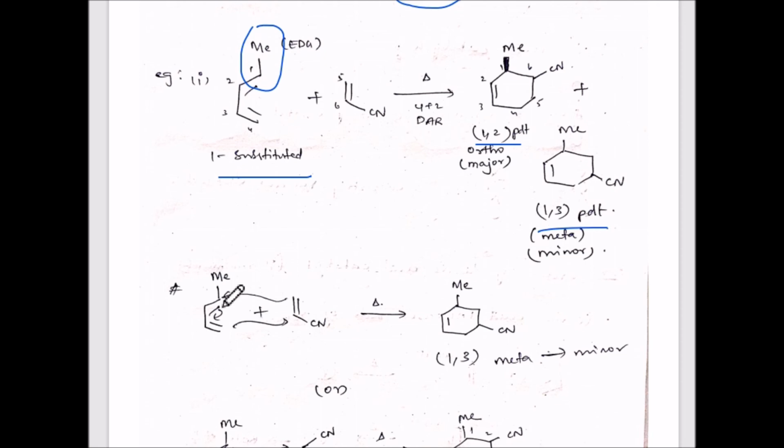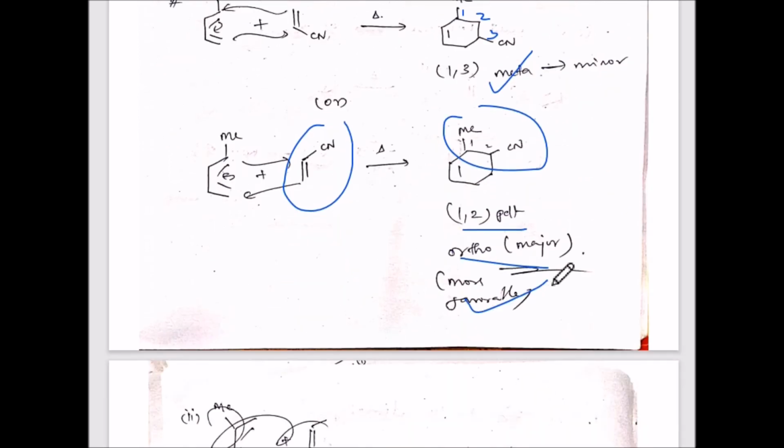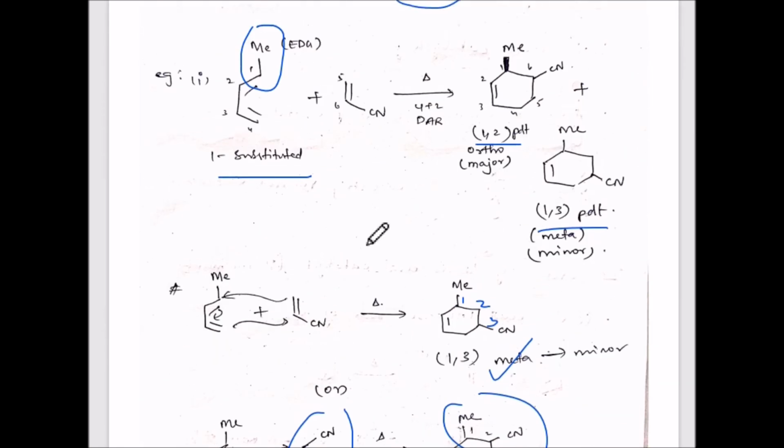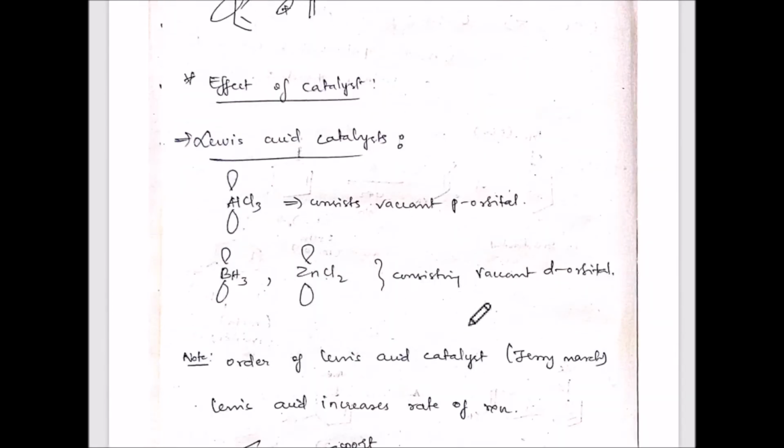Let's go with some mechanism for how we call it a 1,3 product and a 1,2 product. See here, I have the diene over here, and the dienophile I have drawn like this, and I do cyclization, and you see 1, 2, 3. So this is a 1,3 product, right? Then see here, this cyanide I put the other way. I can draw it like this and do cyclization, and you see 1, 2. So it is a 1,2 product, right? It is ortho. So ortho is the major product, and this is more favorable. When you are asked to predict the major product, you should put all these points together and do it. Please remember that.